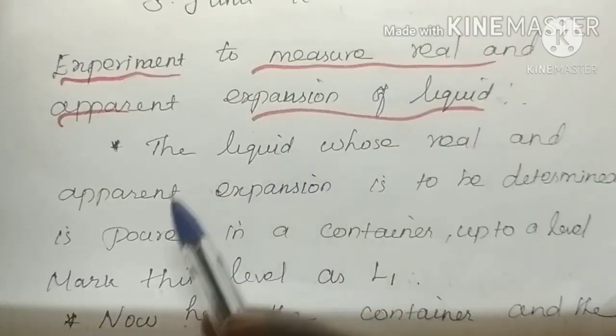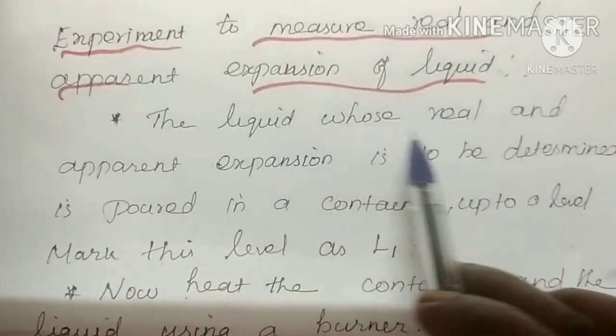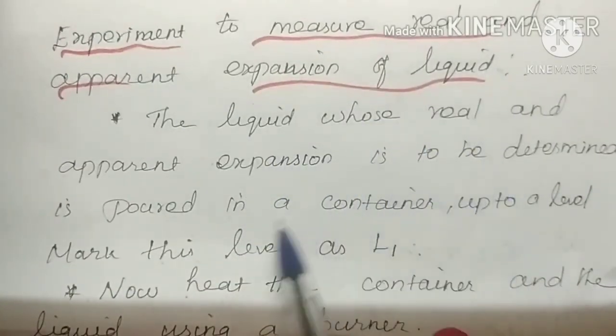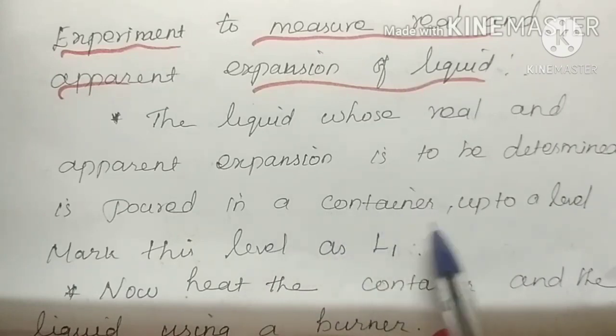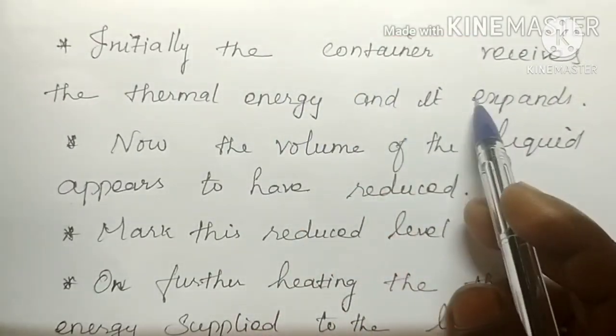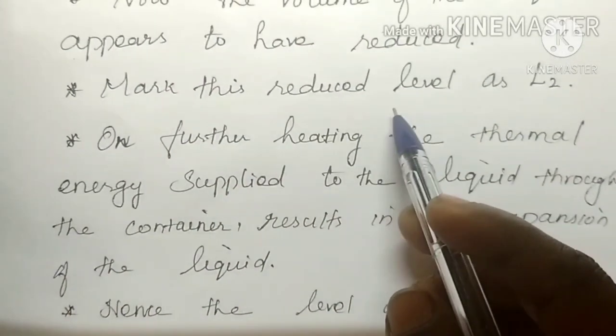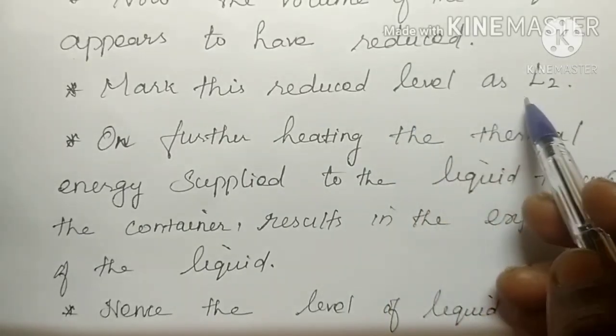We can go through all the points we learned in this experiment. First, the liquid whose real and apparent expansion is to be determined is poured in the container. That level we mark as L1. Now heat the container and the liquid using the burner. When it starts to heat, the level of the liquid decreases. Initially the container receives the thermal energy and expands, so the volume of the liquid appears to have reduced. This reduced level we mark as L2.